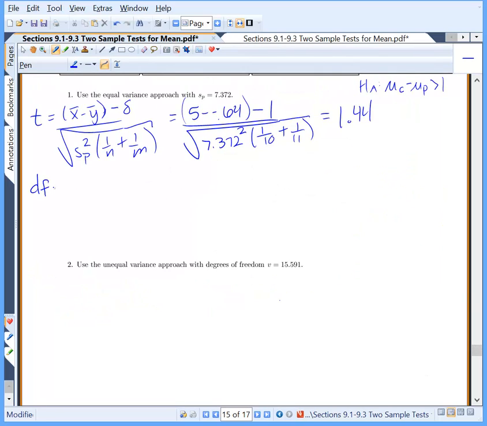We also need degrees of freedom. For the equal variance approach, our degrees of freedom are n plus m minus 2. So 10 plus 11 minus 2, which gives me 19.